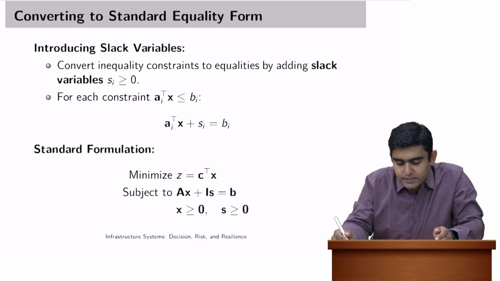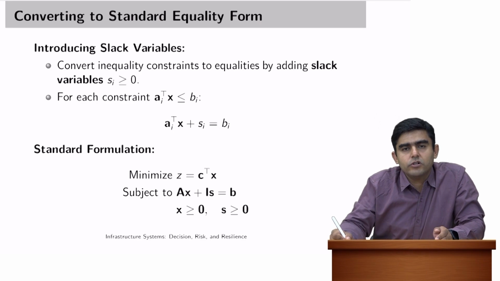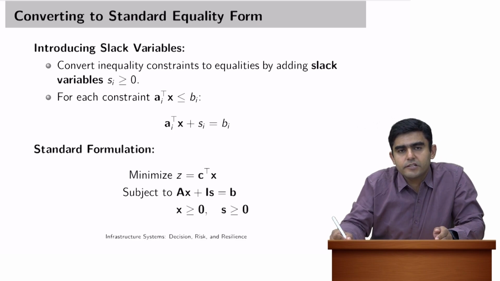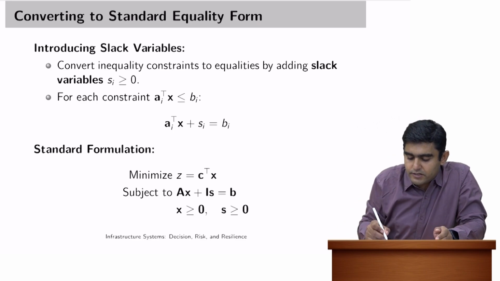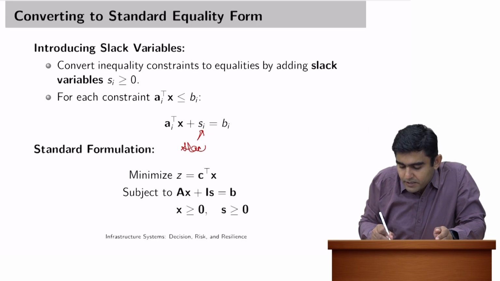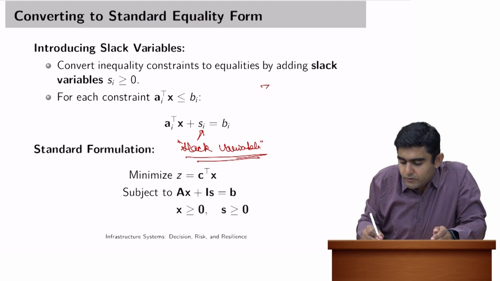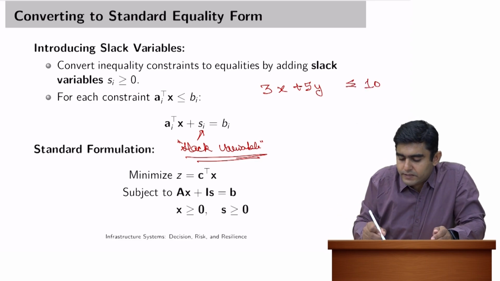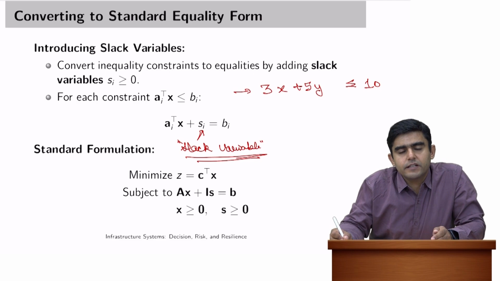So what we do is that we can always convert an inequality constraint, specifically a less than or equal to constraint, by adding what we call a slack variable. Just to give a very simple explanation, let us say I have the equation 3x + 5y ≤ 10. Now, if you ask me, can you convert this less than or equal to constraint to an equality constraint? I can say, yes, certainly I can do that.